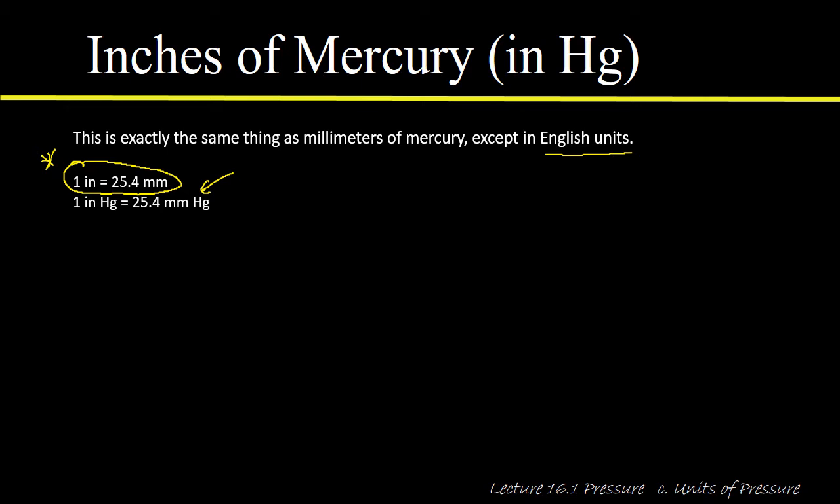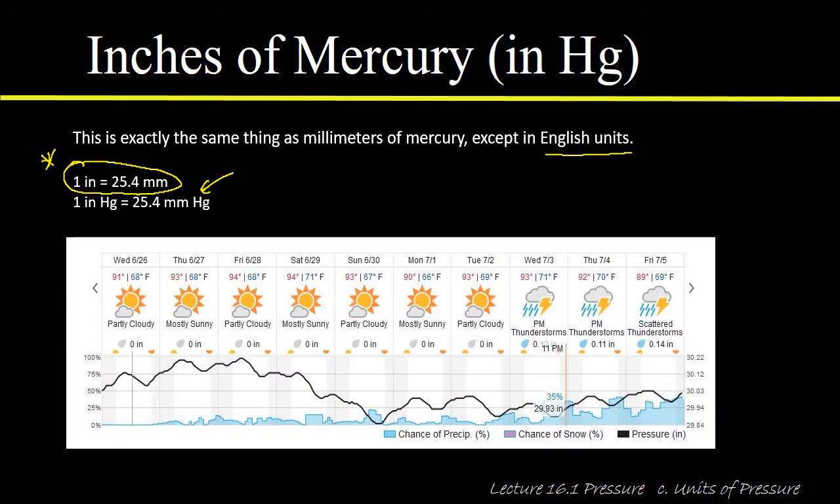Now, where you'll see this, inches of mercury, we don't really use this in chemistry very often, but you will see this a lot in weather forecasting. Pressure is used a lot in weather forecasting. This is a little graph that came from a weather site.